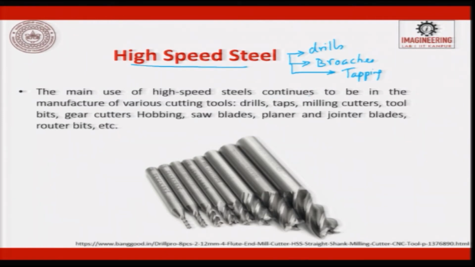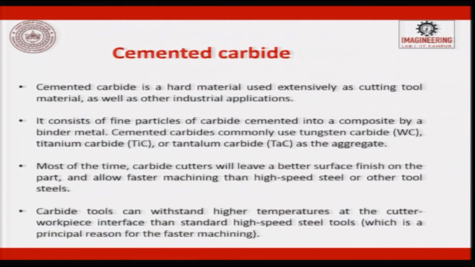The main use of HSS continues to be in the manufacture of various cutting tools such as drills, taps, mill cutters, tool bits, gear cutters, hobbing. These are all peculiar operations, or non-common operations. Hobbing for making gears, saw, planer and jointer blades and router bits. All these use high speed steel, where there is an impact load and you will have a complex geometry which cannot be done by a die process or by a compaction process; you need to have a grinding process after that.